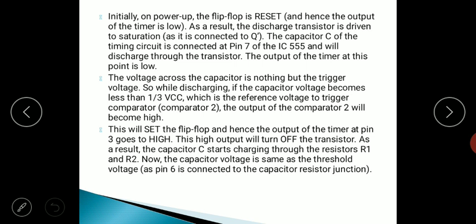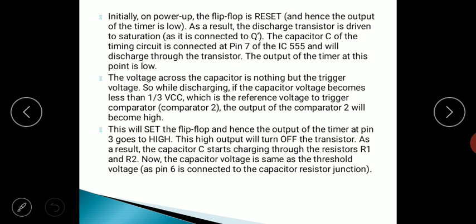Initially, whenever power is on, that is upon power on reset, the flip-flop will be reset. Since the flip-flop is reset, what does it mean? Its output Q will be 0. You know that an RS flip-flop has 2 inputs R and S and 2 outputs Q and Q bar, and the outputs will always be complements of each other. So whenever power is applied, the flip-flop inside the timer will be reset. As a result, the output of the flip-flop will be low.